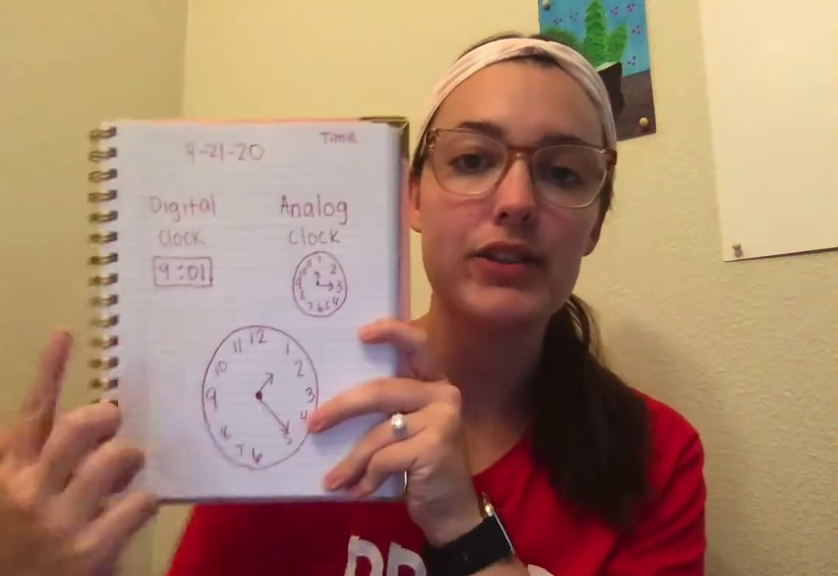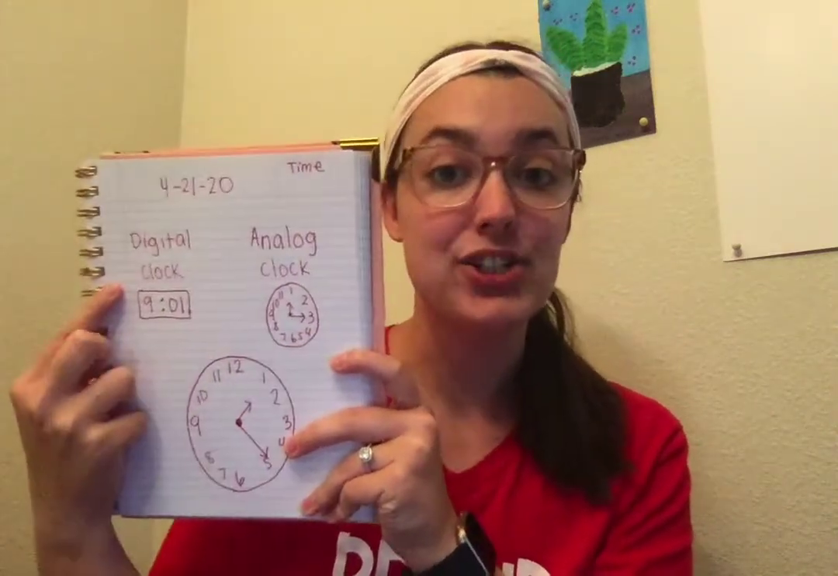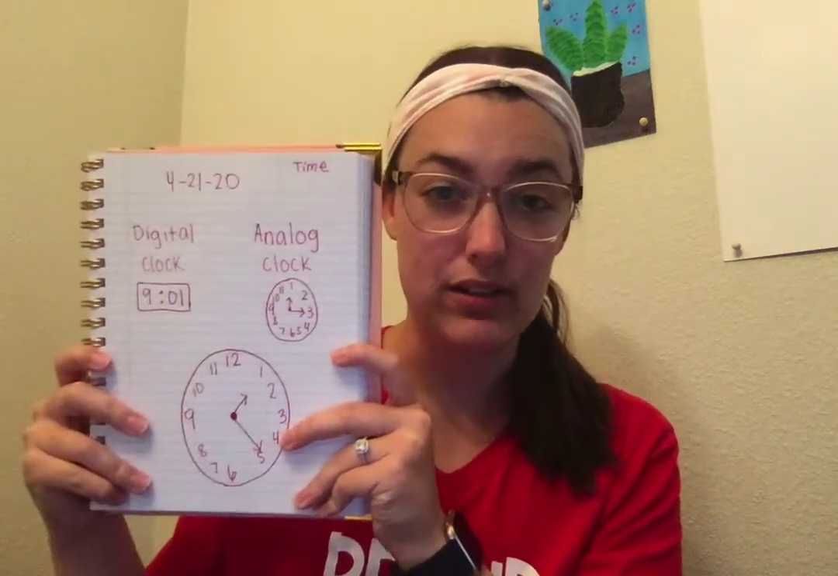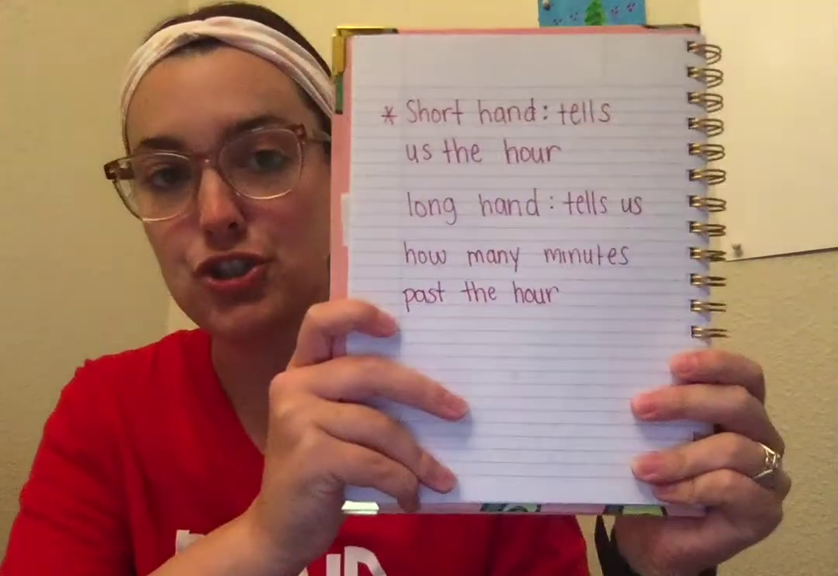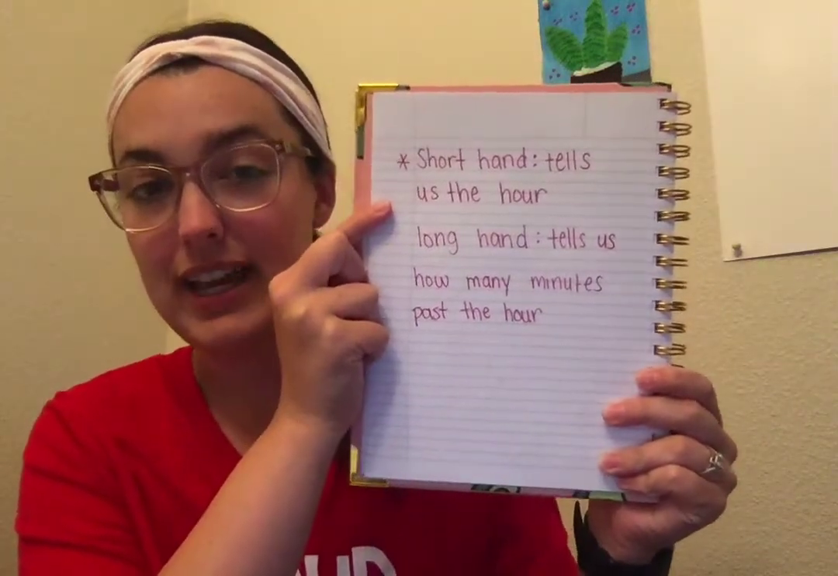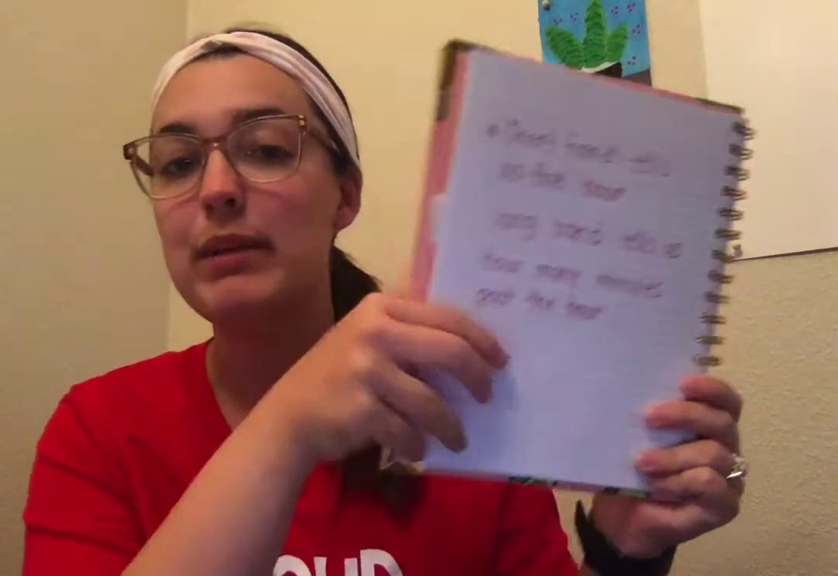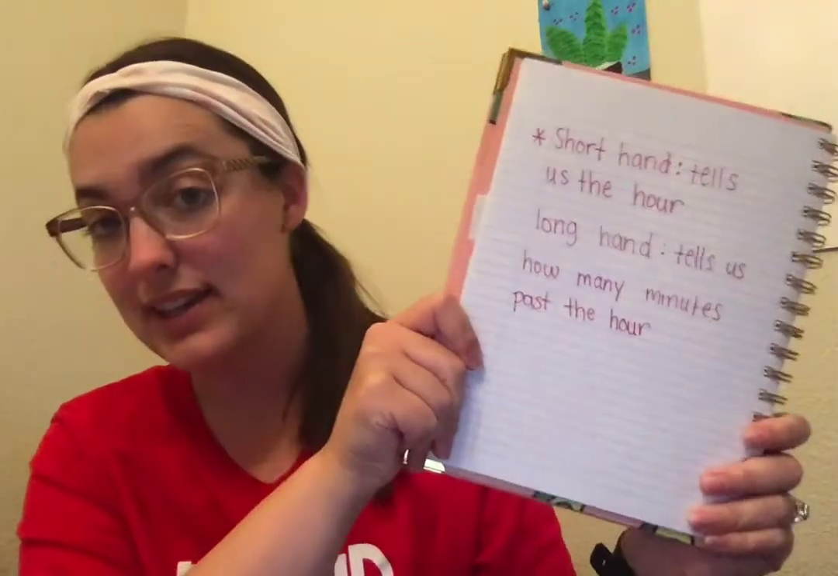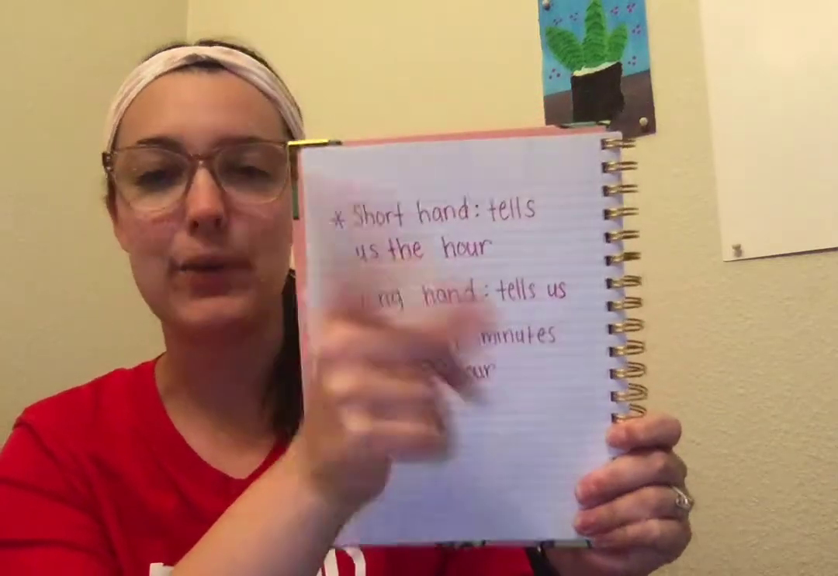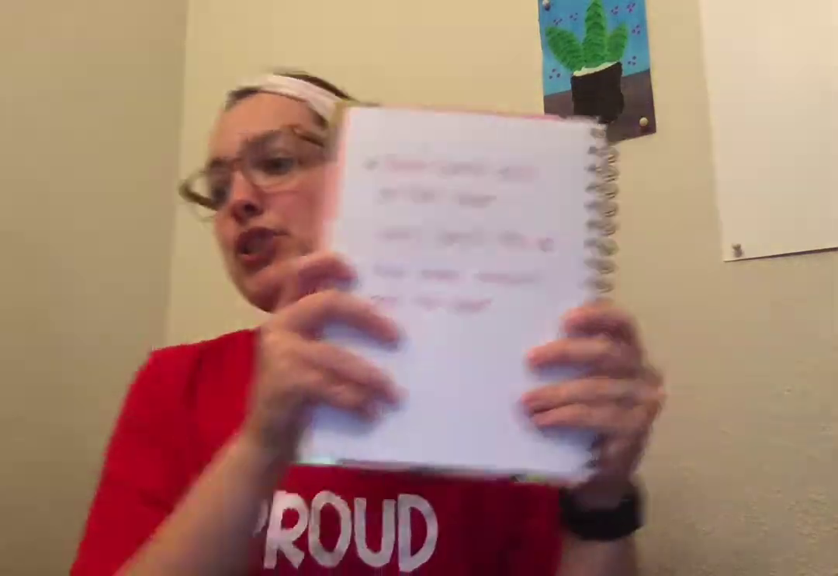Okay, so we talked about the two different types of clocks, the digital clock and the analog clock, and that this was the one that we were going to be focusing on quite a bit, okay? And we also talked about how on that clock there's a shorthand and there's a longhand. And the only one that we focused on yesterday was the shorthand. So we know that the shorthand tells us the hour, okay? And there's still this longhand that tells us how many minutes past the hour. We're not quite there yet. Today we're going to go a little bit more in depth about this shorthand and how it helps us tell the time.